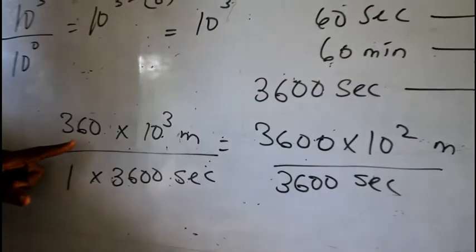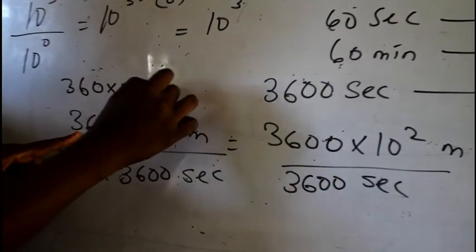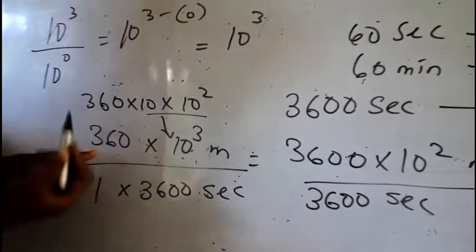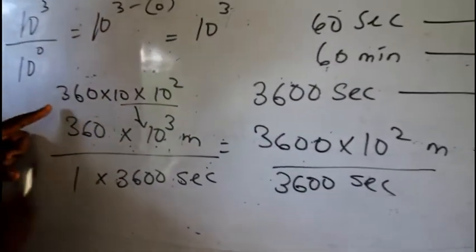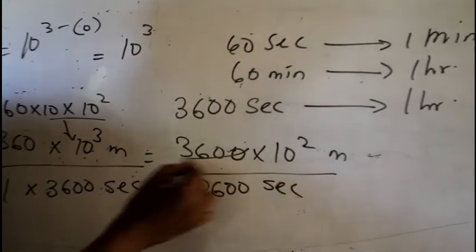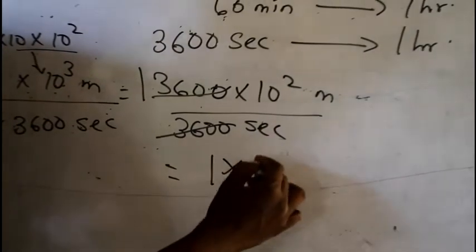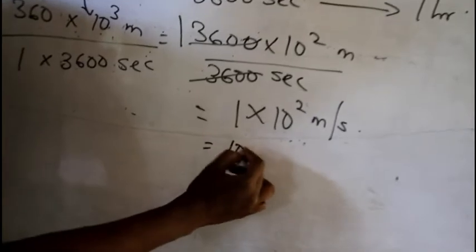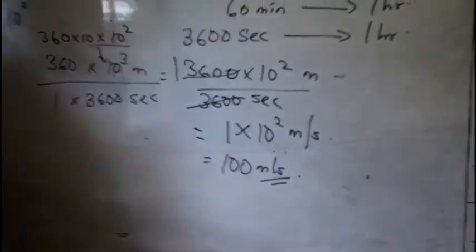I just only add 360 times 10 raised to the power 2. This 2 is the same thing as this. So I shouldn't say that there's a magic or there's a mistake. It's just 360 times 10 gives us 3,600, so that I can cut it once and for all. So you have 1 times 10 raised to the power 2 meters per second, which is 100 meters per second. Wow, thank you very much.